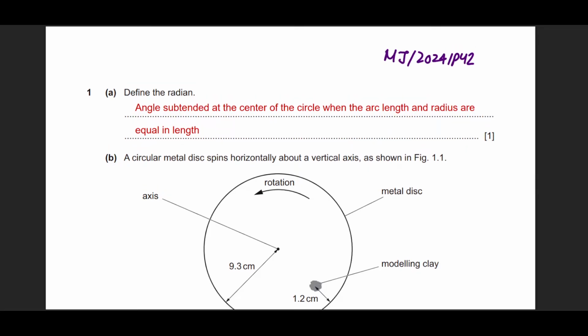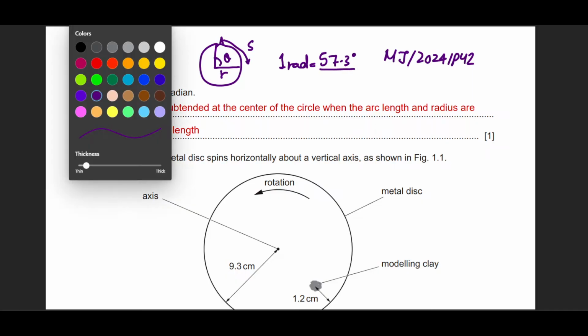So the angle will be called 1 radian if the arc length, which is this one, S, is equal to r, the radius of the circle. Then that theta will be called 1 radian. And no matter what the size of the circle is, 1 radian is generally equal to 57.3 degrees.